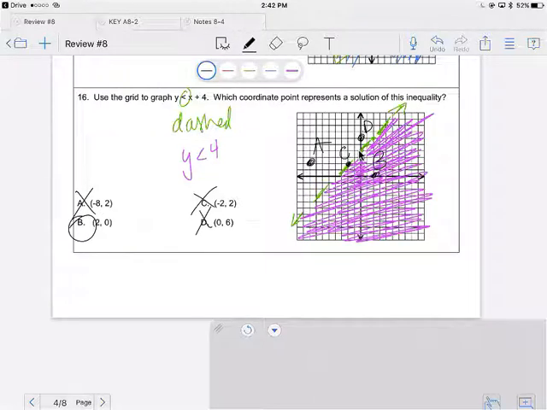So remember, for these, you are looking for one point that is very clearly in your shaded area. No ifs, ands, buts, doubts about it. It is very clearly in your shaded area.